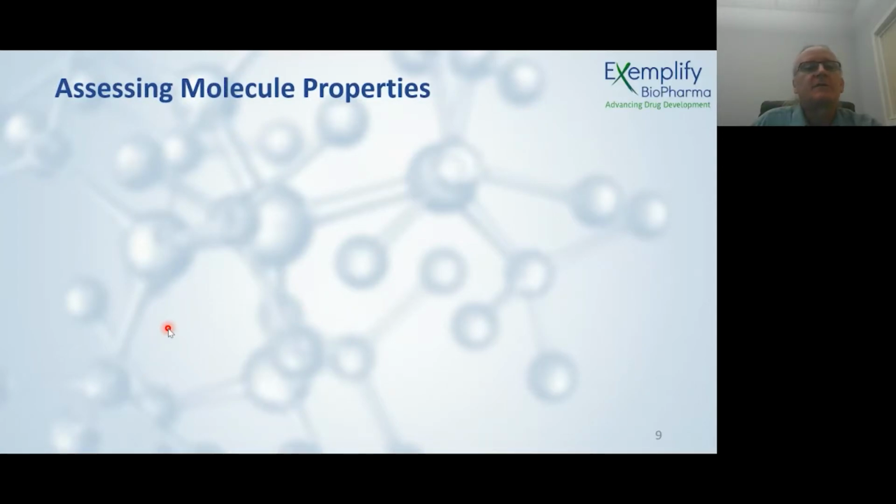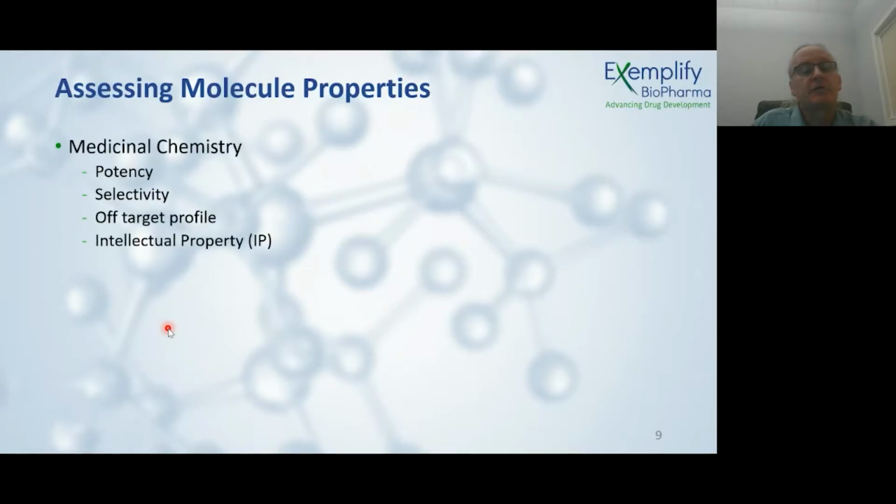So how do you assess these properties? Each functional area or functional group has their own criteria for how they're going to select. And again, this is not an exhaustive list. It's really just kind of high points. But in medicinal chemistry, it's going to be typically the potency, the selectivity, any off-target, and often, obviously, intellectual property, which is an important component of selecting molecules. You want to have your IP in place.